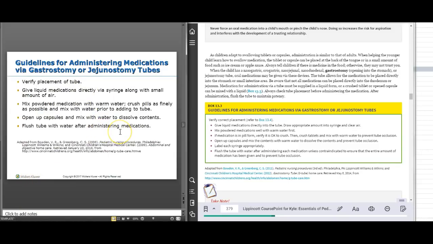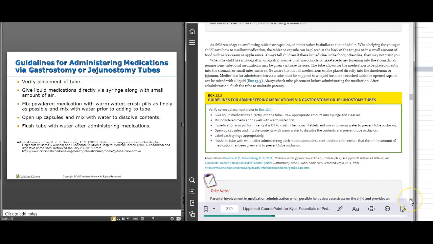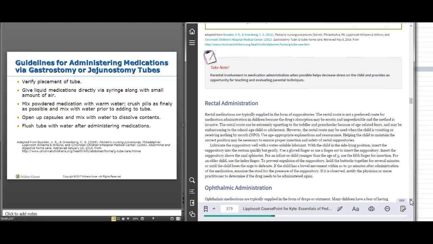Okay, and here's just those same guidelines. Make sure you do flush after. Verify placement of the tube. That's a good guideline. If you've got a G-button, normally those aren't going to be dislodged, but if you've got a feeding tube and you're giving meds through it, you need to make sure that you verify your placement of your tube with the initial placement and with each med administration and with each feed for that matter. And take note, of course, parental involvement is key here.